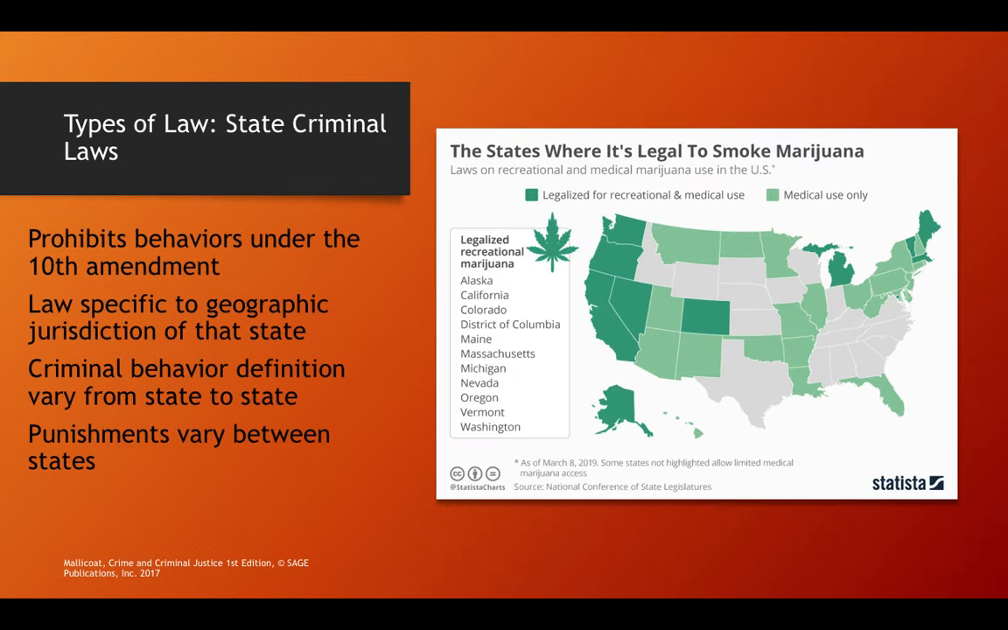Then we have state criminal laws, okay? Now, if you're familiar with our Constitution, or you had me for your civics class, the 10th Amendment is the states' rights. So states can make their own laws, and they could be very different from each other, right? So these laws are specific to the geographic jurisdiction of that state, right? So what Florida says goes in Florida may not be the same in Georgia or California or New York, right? And the criminal behavior definition may vary from state to state, and I'll discuss that in a minute. And so will the punishments. So criminal behavior, right, may vary from state to state.